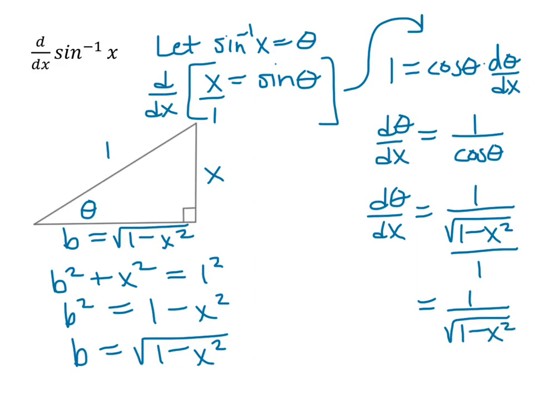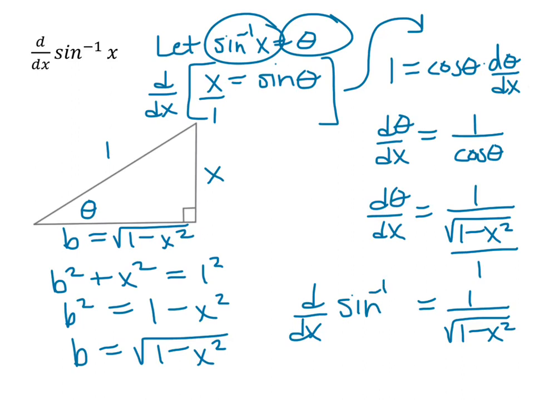And then going back to our original setup here, d theta with respect to x, we just took the derivative of theta with respect to x. So that represents the derivative of sine inverse with respect to x, since those two sides are equivalent. So what we just found here was the derivative with respect to x of sine inverse x. Since sine inverse x was equivalent to theta, that result equals 1 over the square root of 1 minus x squared.